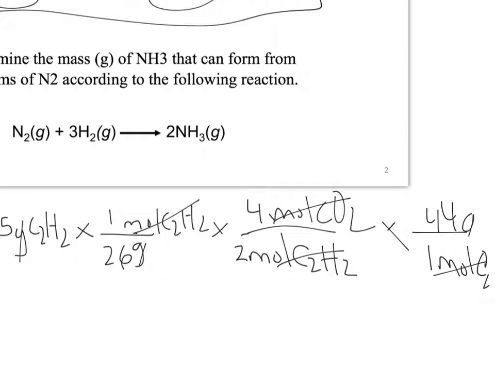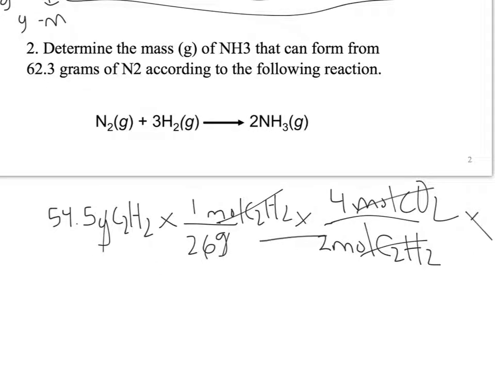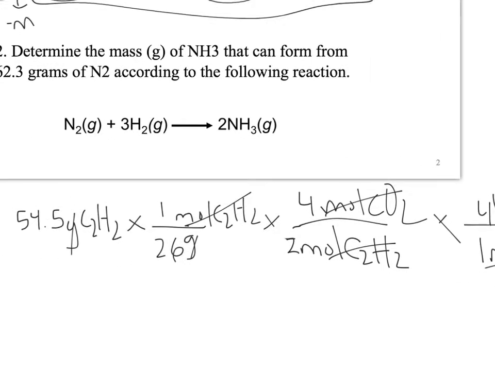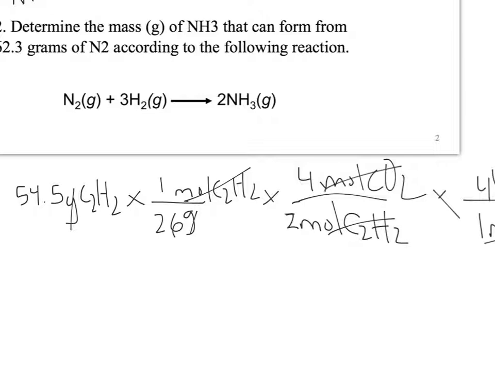Then we do the math, and we're going to do 54.5 times 4 times 44 divided by 26 times 2, and the answer is 184.8 grams of CO2.